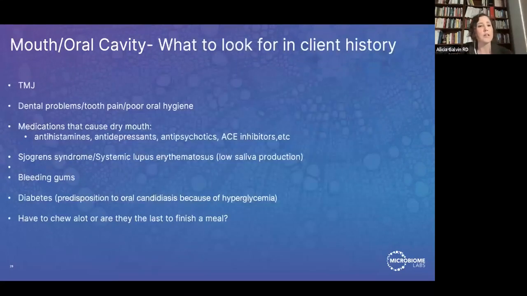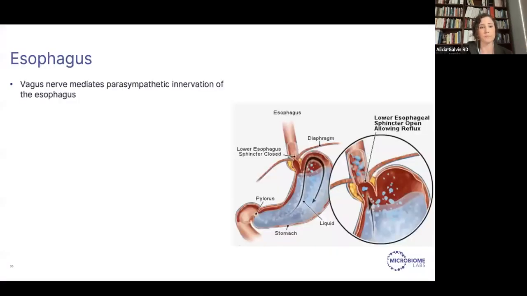So what to look for in a client history. This would be things like TMJ. They're probably not able to chew very well if they have TMJ. If they have poor oral hygiene, or certain medications that can cause dry mouth, they have that lowering of saliva. If they have things like Sjogren's or lupus, that also is going to lower their saliva production. With diabetes, they can have more of a predisposition for oral candidiasis because of the hyperglycemia. And are they really slow, the last to finish a meal? If they are, that might mean that they have low saliva production.